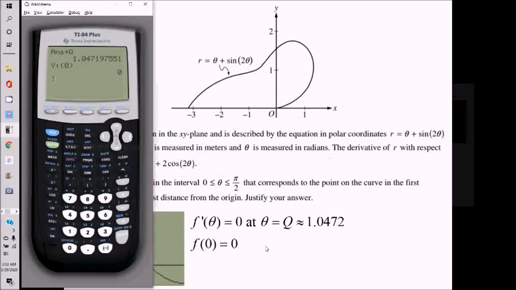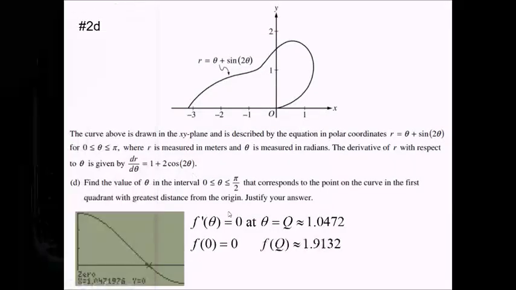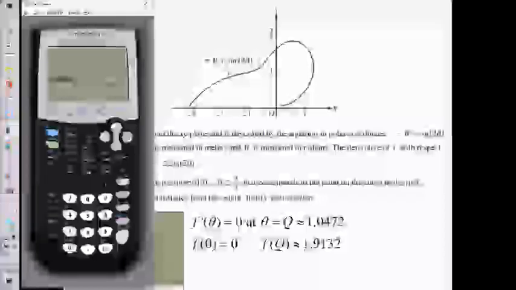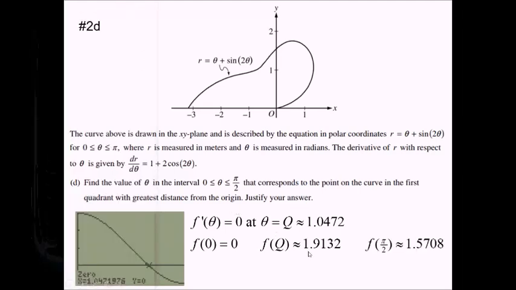Let's do f of Q next. So let me just yank my input from before, and now I'm going to replace 0 with alpha Q. Enter. 1.913 and some change. And then finally, we'll do pi over 2. So yank the input from before, replace that with pi over 2. And that comes out to about 1.5708, if I take it out to 4 decimals.